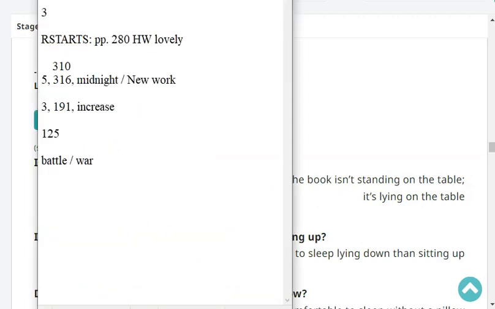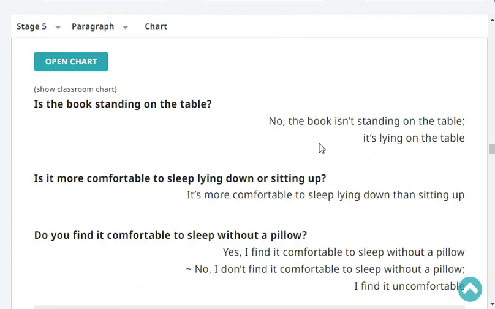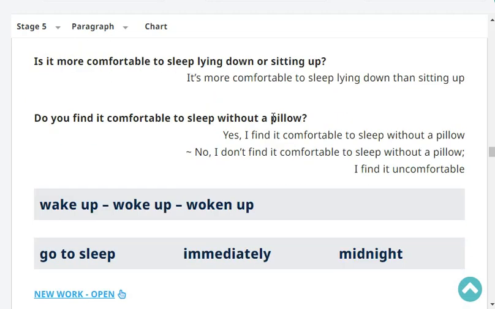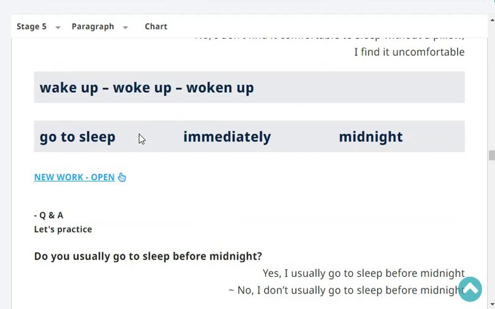Is it more comfortable to sleep lying down or sitting up? It's more comfortable to sleep lying down than sitting up. Do you find it comfortable to sleep without a pillow? Yes or no? No, I don't find it comfortable to sleep without a pillow. I find it uncomfortable. Very good.